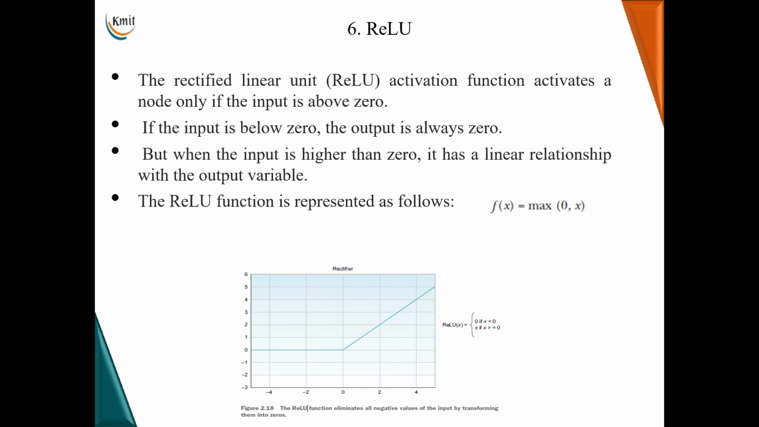So to avoid the drawback, we have introduced another activation function called ReLU, which is nothing but rectified linear unit activation function, which activates a node only if the input value is above 0. Equation is given as max of 0, x. You can see in the graph, if the values are greater than 0, then it will be equal to x, and if the values are less than 0, it will equate those values to 0. So if the input is below 0, the output is always 0, and if the input is higher, then it will have a linear relationship with the output variable. This graph shows linear relationship with the output variable.